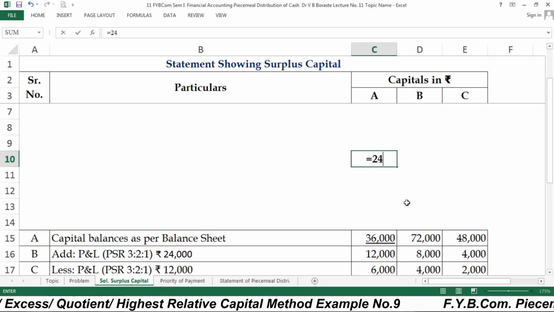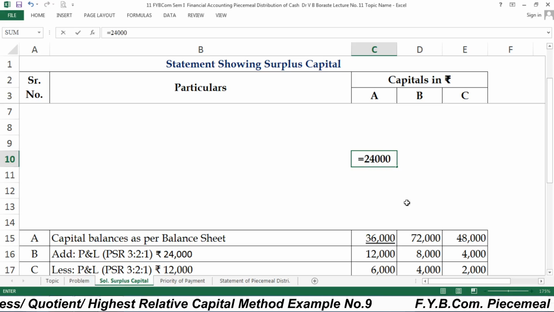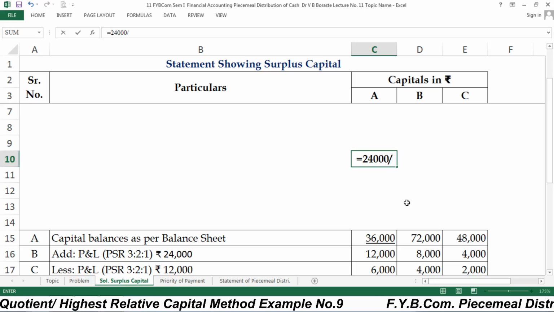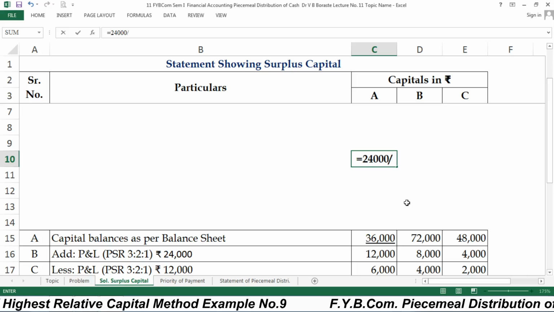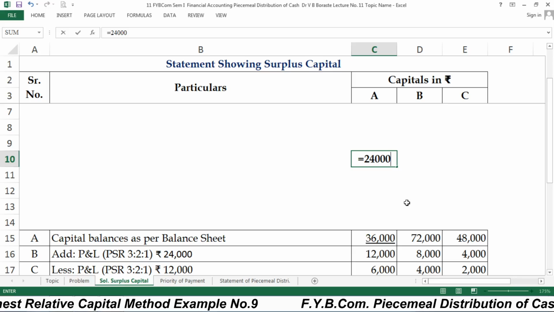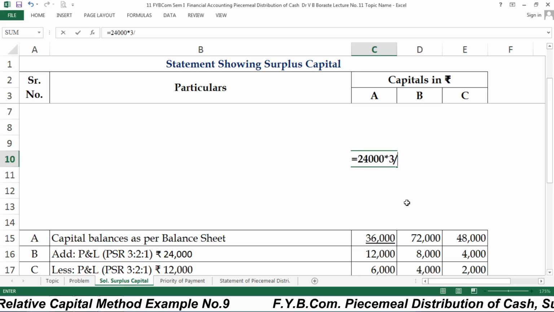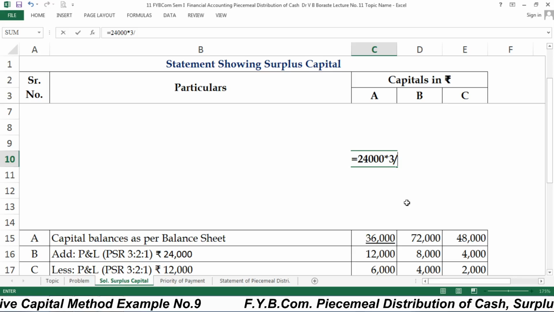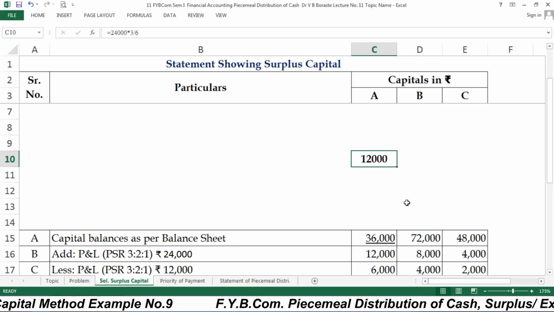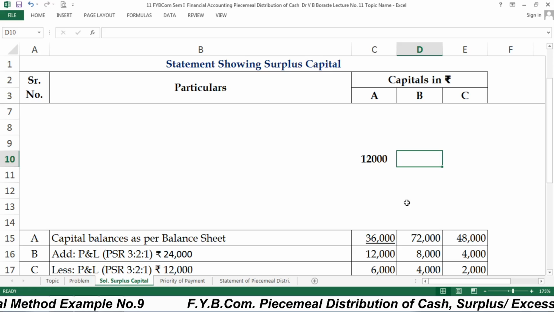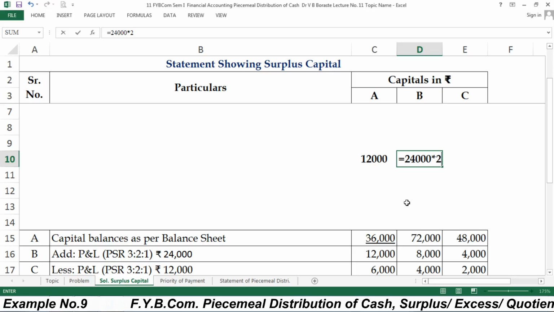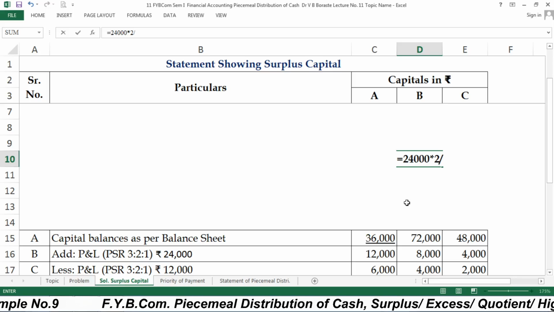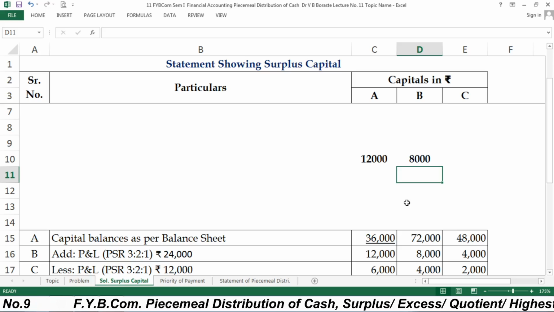We have to distribute 24,000 in the ratio of 3 is to 2 is to 1 among the partners A, B and C. That means Mr. A will receive 3 shares out of 3 plus 2, 5, plus 1, 6. So out of 6 shares, the amount will be 12,000. Mr. B will receive out of 24,000 his 2 shares. That means multiply by 2 divided by 6. So the answer will be 8,000.